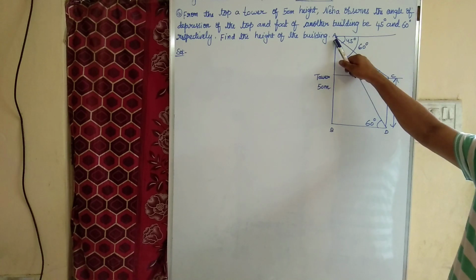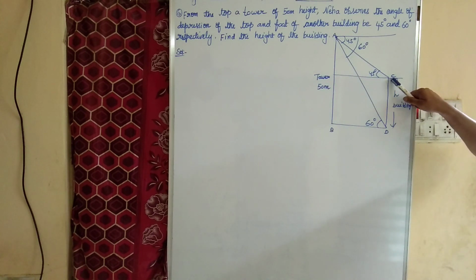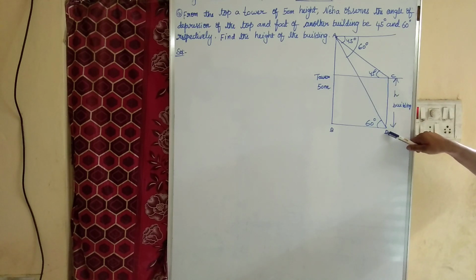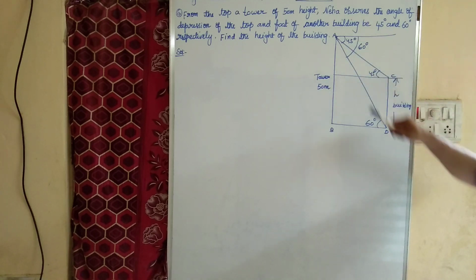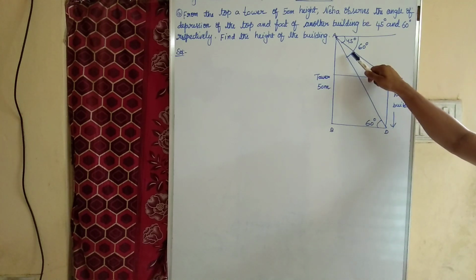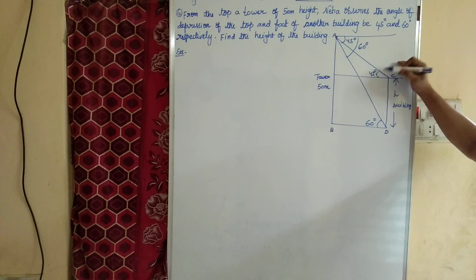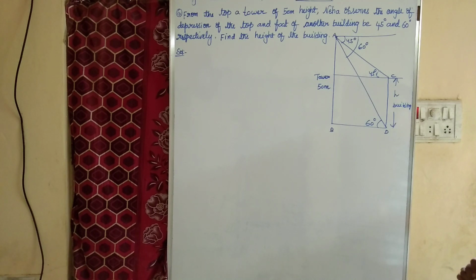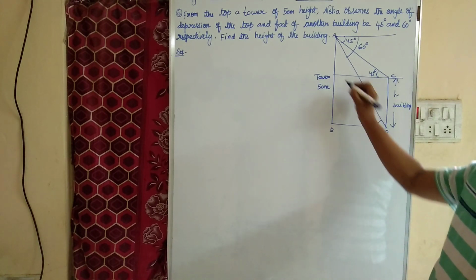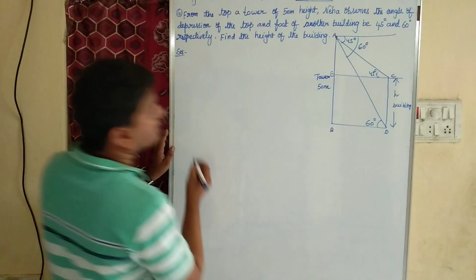Neha was observing from the top of the tower to the top of the building, as well as to the bottom of the building. To the top of the building, the angle of depression is 45 degrees. To the bottom of the building, the angle of depression is 60 degrees. So children, if it is 45 degrees, this is also 45. If it is 60 degrees, this is also 60 degrees. Okay? So A, B, C, D, let us call the point E. So first, let us consider triangle AEC.